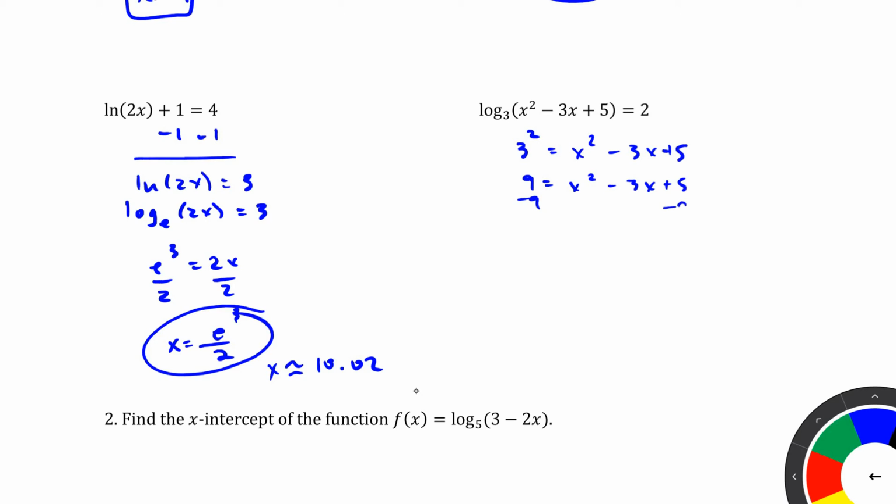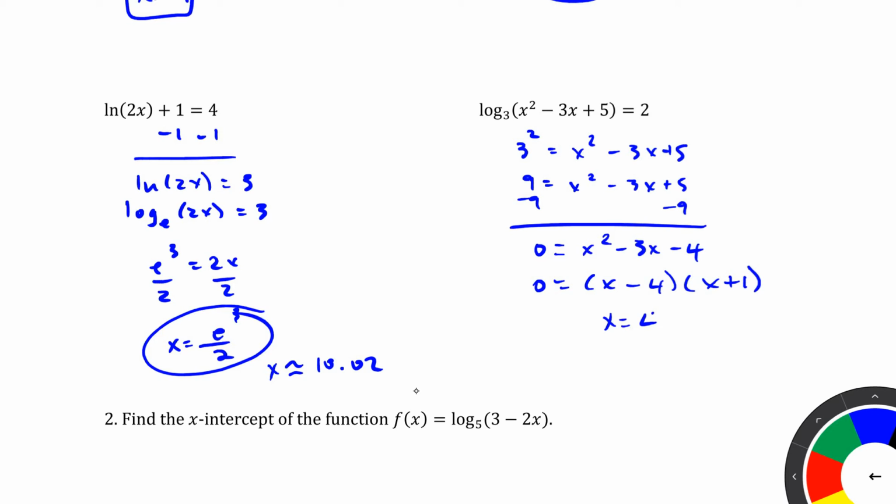Subtract 9. We have 0 equals x squared minus 3x minus 4. So see, our factoring skills really come up a lot in this chapter. If we factor, we get two answers, 4 and negative 1. Now I have to figure out, do both of those work? There's a couple ways you could do it.